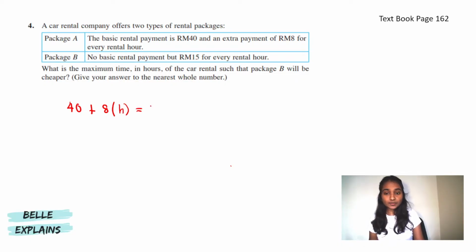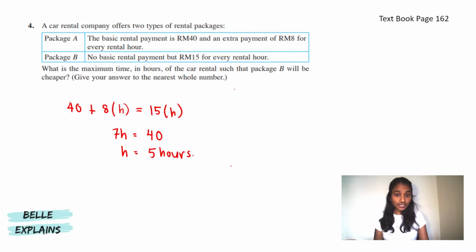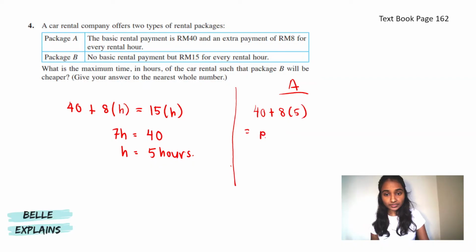Okay, so we're just going to equate these to see what is the maximum hours that will make them get the same number, and then we would round it off so that we'll know the maximum. So here we have 7 hours equals 40. So H gives us 40 divided by 7, H gives us 5 hours. Let's check whether this is the actual correct answer. For package A, if I were to take it for 5 hours, then it would be 40 plus 8 times 5. This would give us RM80.